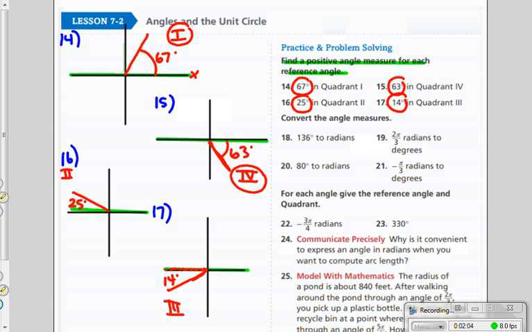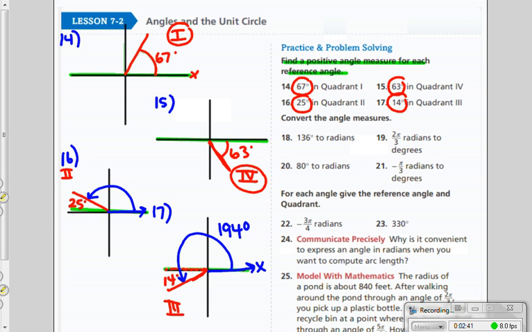Now, for the positive standard angle, we want to know from the positive x-axis, wrapping around in a positive direction to the red line, how many degrees would that be? So if you're in quadrant 3, it would be 180 plus 14 for a total of 194, which is our answer to number 17. In number 16, the positive angle from the positive side of the x-axis in a positive direction, how many degrees would that be?